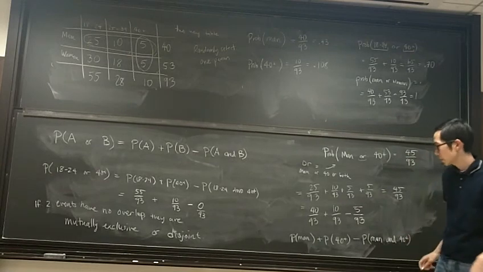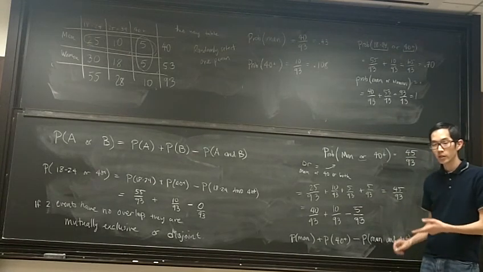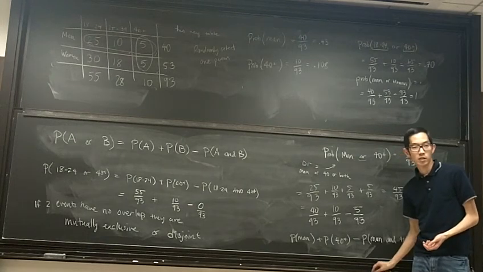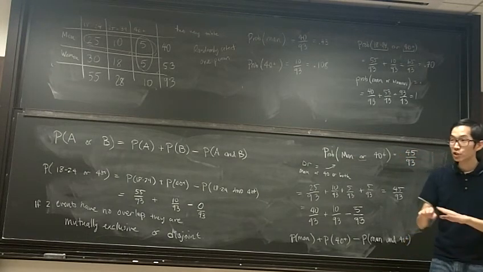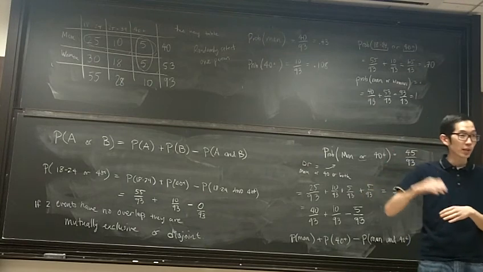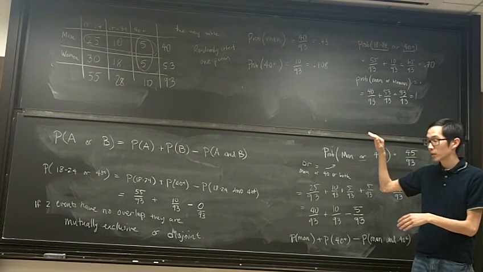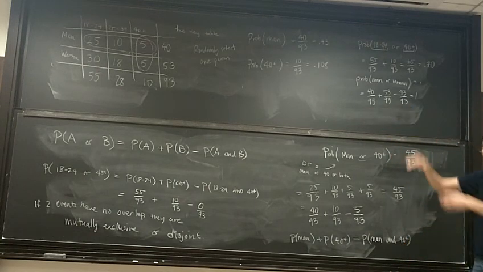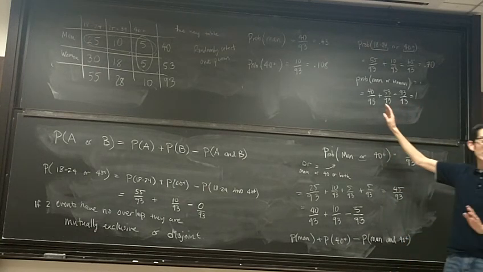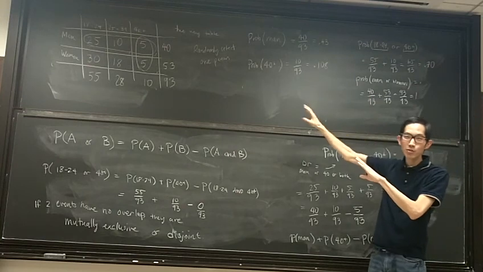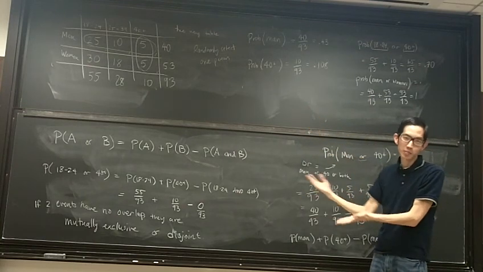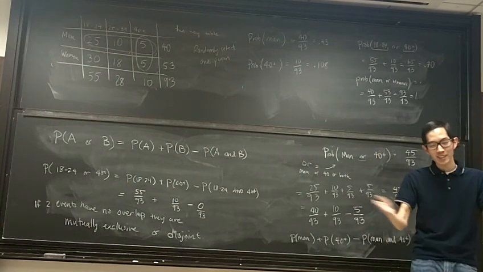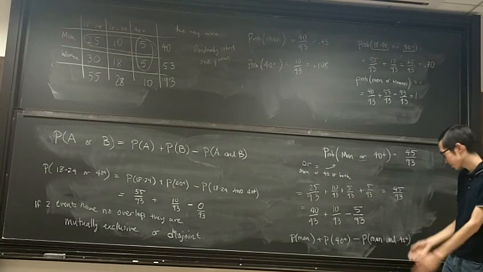So, are the events man and woman mutually exclusive or not? Man and woman, they are disjoint, yeah. There's no overlap. You cannot be a man and at the same time be a woman. At least according to this table. In this table of 93 people, there is no overlap of men and women. In life, it's gotten a little bit more complicated.